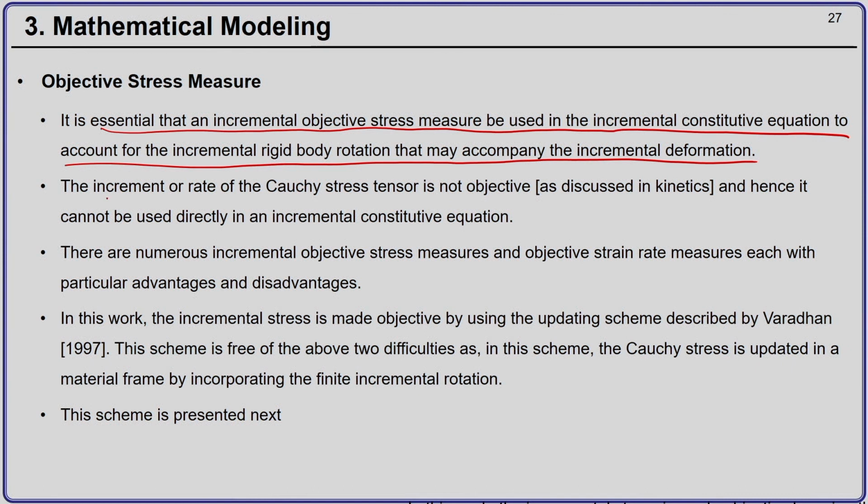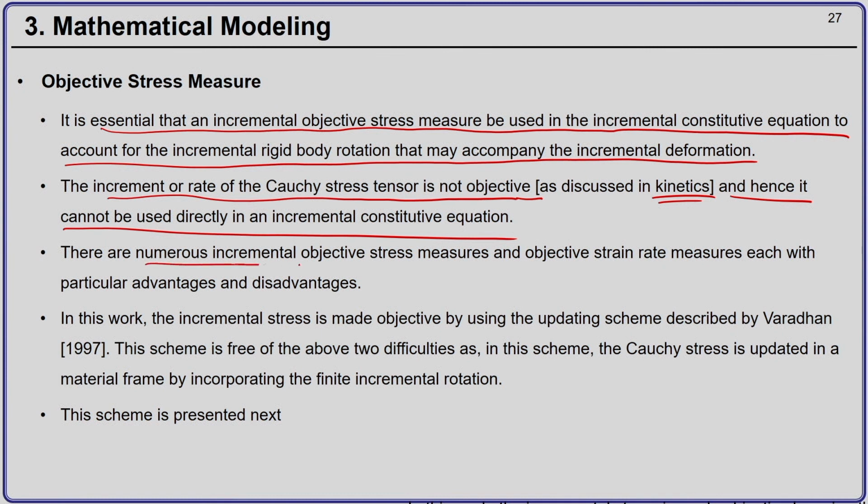The increment or the rate of Cauchy stress we have already shown in our previous lecture is not objective. Hence, it cannot be used directly in an incremental constitutive equation. There are numerous incremental objective stress measures and objective strain rate measures, each with particular advantages and disadvantages. We have already shown the Truesdell rate, the Green-Naghdi stress rate, the Jaumann stress rate; there are many, each with its own advantages and disadvantages.